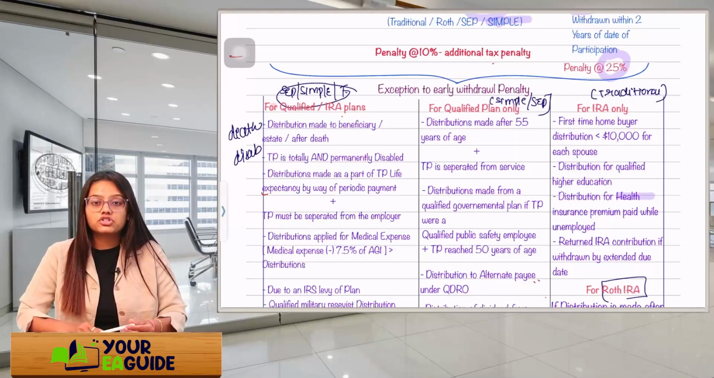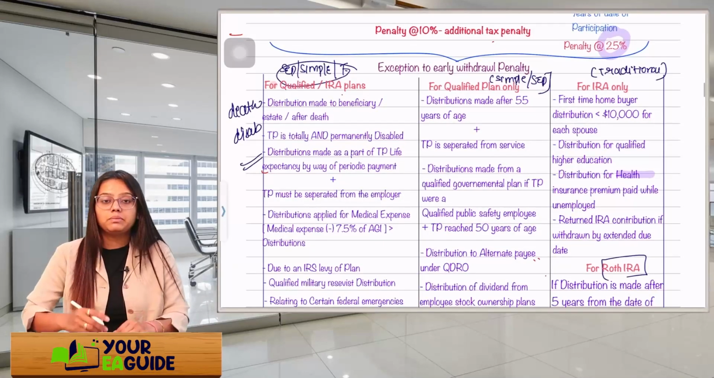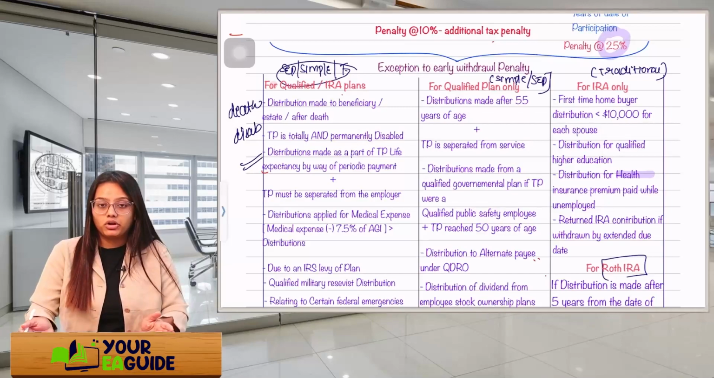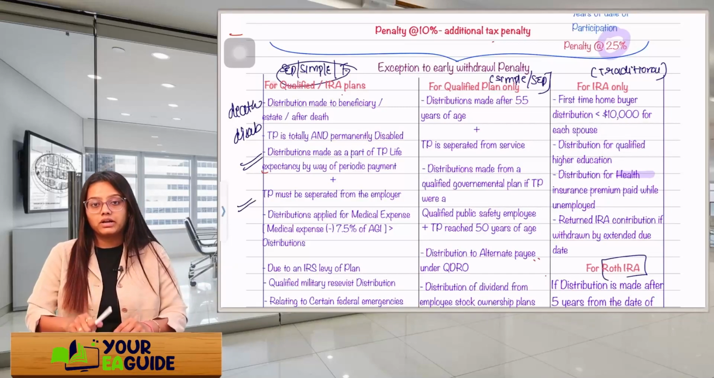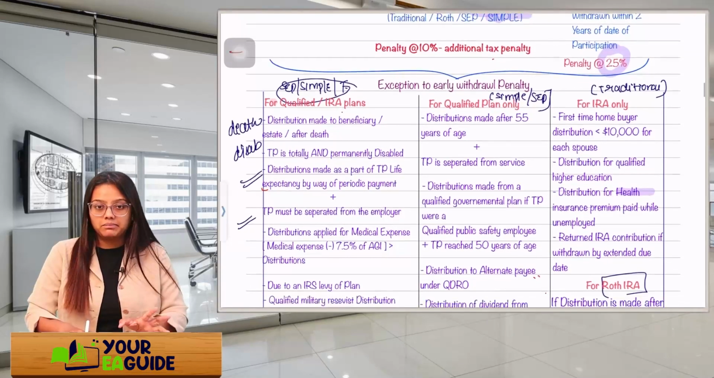Third one is distribution made as part of the taxpayer's life expectancy by way of periodic payments. He starts receiving the pension payments. Also he is separated from the employer, he is retiring from the job, plus he has started receiving the payment from the retirement account. This can be applicable for simple and SEP plans mainly.